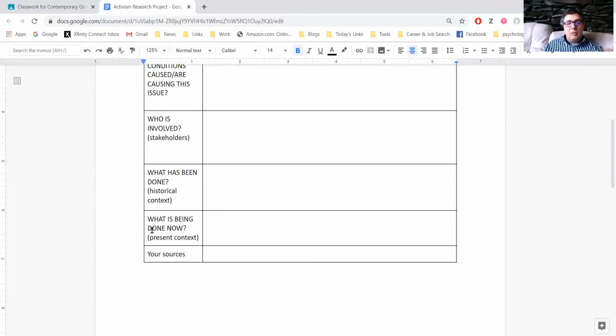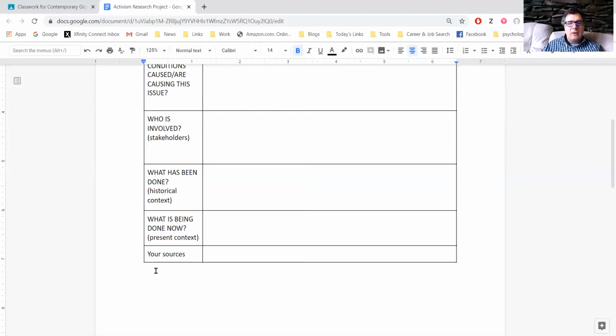And then number four, again, is kind of a continuation. What is being done now? Okay, so what is being done now might be some people are arguing for this, some people are arguing for that. I would keep this section short because the next part of this project, you're going to go into a lot more detail about all of that.